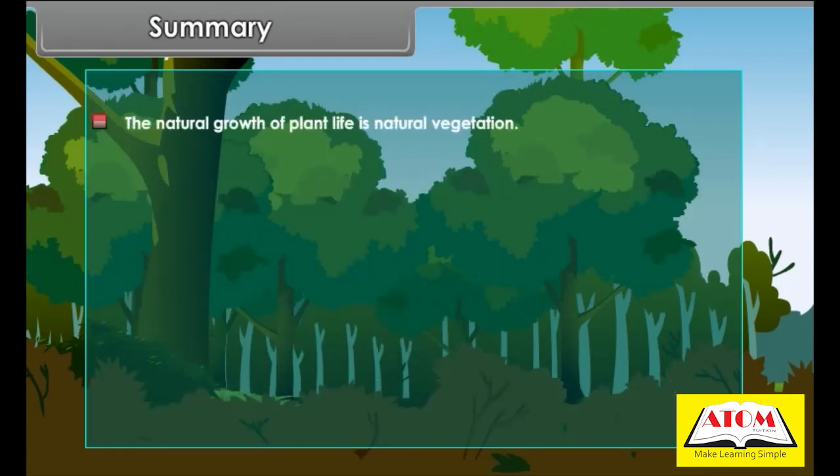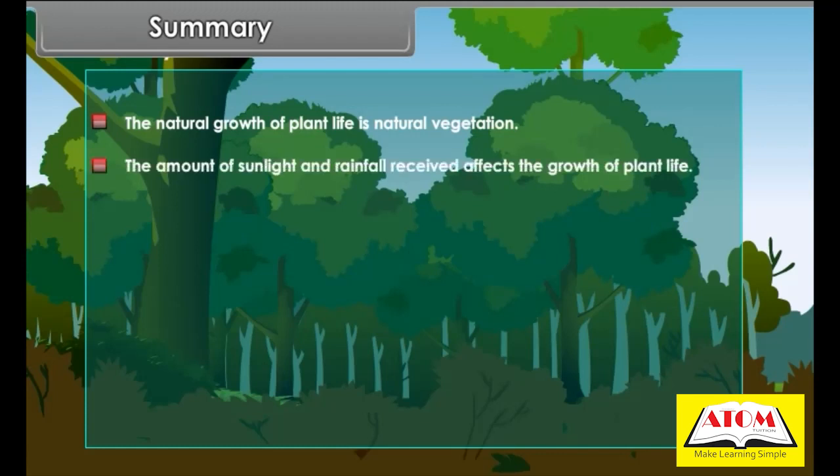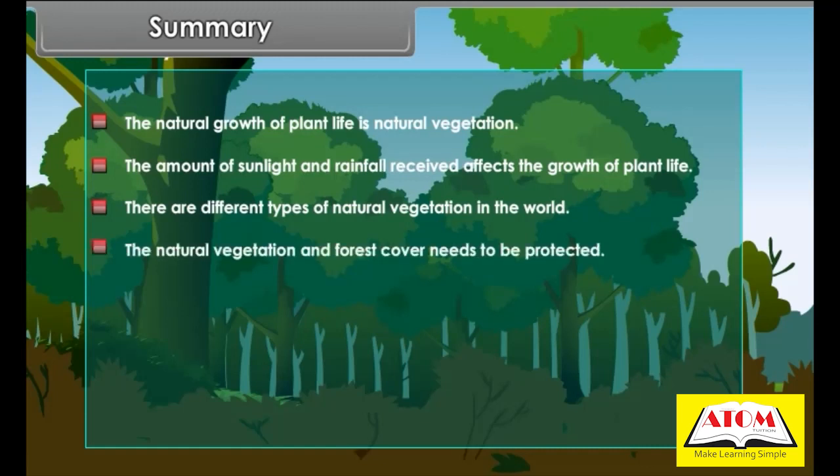The natural growth of plant life is natural vegetation. The amount of sunlight and rainfall received affects the growth of plant life. There are different types of natural vegetation in the world. The natural vegetation and forest cover need to be protected.